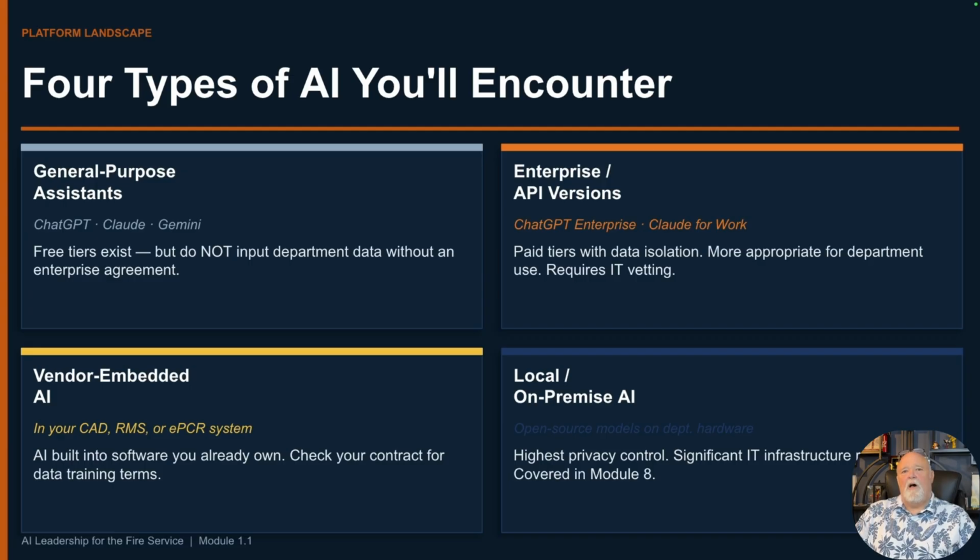And finally, local on-premise AI on department hardware. Highest priority control, significant infrastructure cost, and a topic we'll address later in Module 8. This isn't a product endorsement, it's a map. Knowing which category you're dealing with changes how you use it, what you trust it with, and what governance questions you need to be asking.